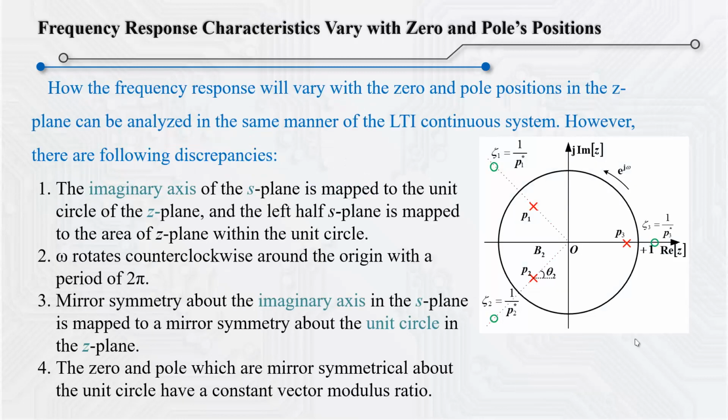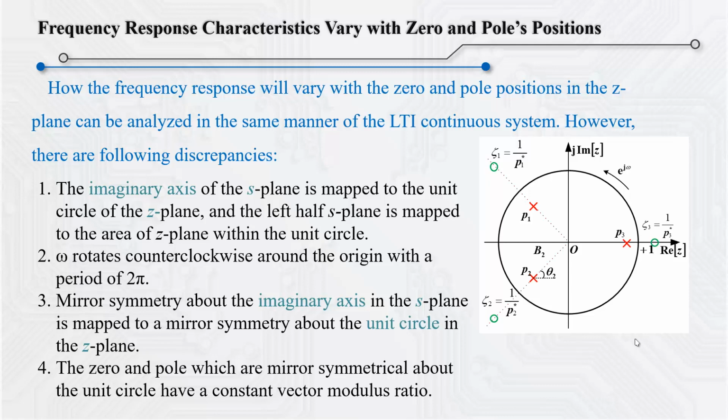We can also adopt the same method as the continuous system to analyze the influence of zero and pole positions in the plane Z on the frequency response of a discrete system. But there are several discrepancies between discrete and continuous systems that we should notice. Firstly, the imaginary axis of the plane S is mapped to the unit circle of the plane Z, and the left half of the plane S is mapped to the area within the unit circle of the plane Z.